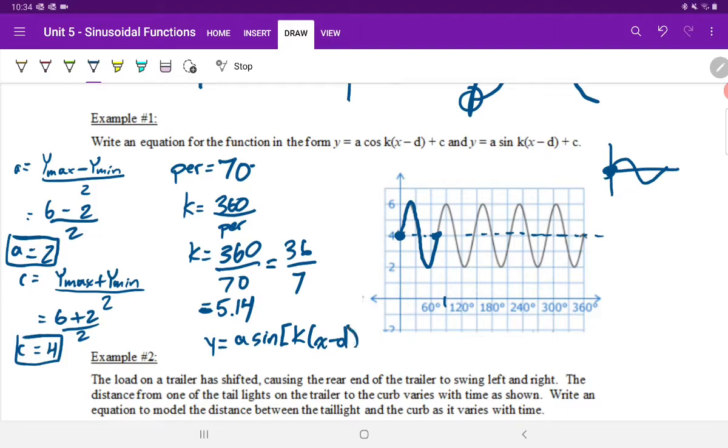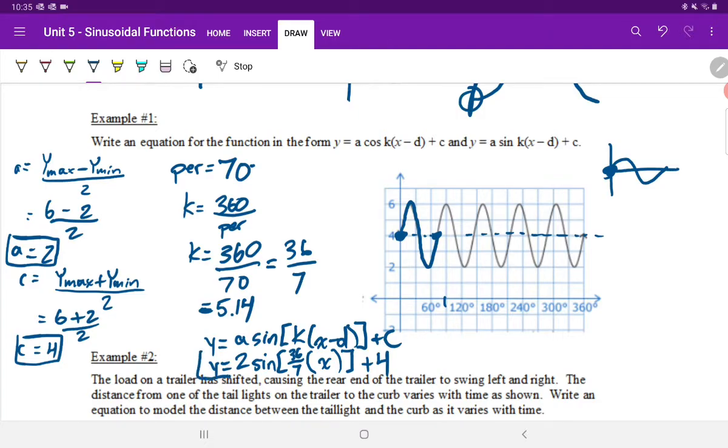without any phase shift. If I were to write out the equation, it would be y equals A, which is 2, sine of 36 over 7. Now, I said no phase shift because it's already exactly where I want it to be. The starting point is right on the y-axis in EOA, so I'm just going to keep that as x. No minus d or plus d, and then plus 4.